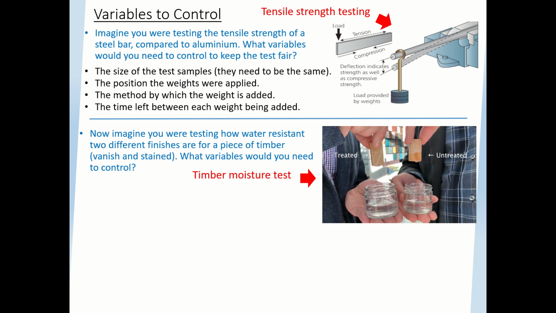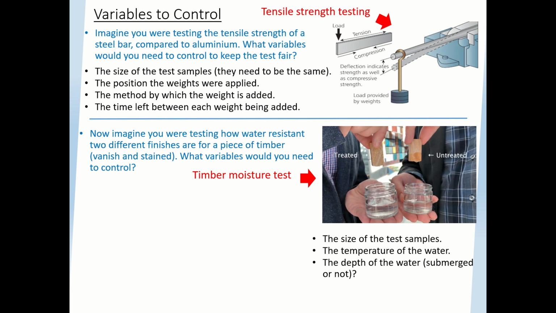Imagine in another case you were testing resistance to moisture, putting one piece of wood with varnish, one with stain, and then you left it in the water. Again, the variables to control here would be things like the size of the test sample, temperature of the water, the depth of the water, like how far it's submerged, and how long it's left there, as well as the amount of finish applied first. You'd have to get all of those things controlled in order to get reasonably accurate results.